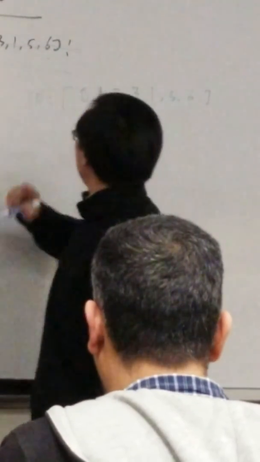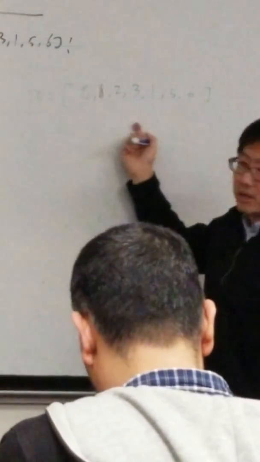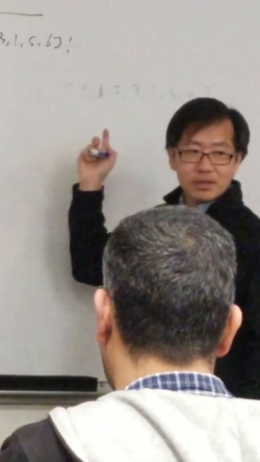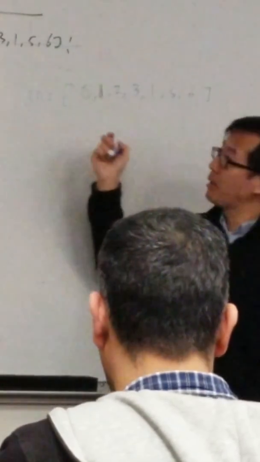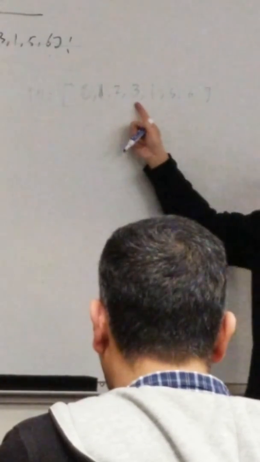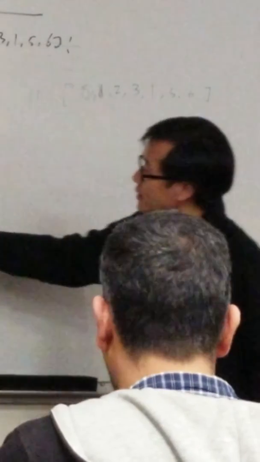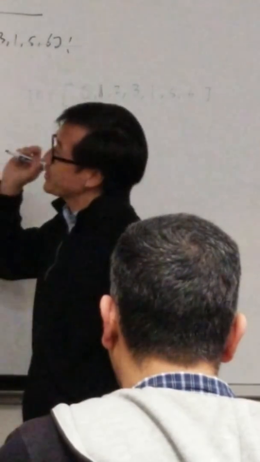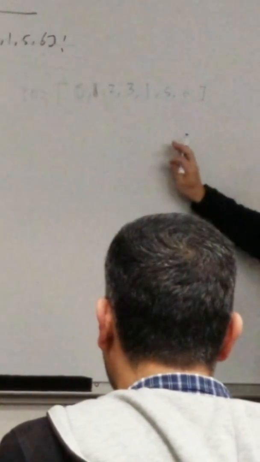Then we check 0, 1, 5, 6. No, right? It's not contained in this test path. 0, 1, 2, 3. Covered, right? So we can cross out this one. And the next one is 0, 4, 6. No. And 4, 4. No. Okay, so now we finish this test path.